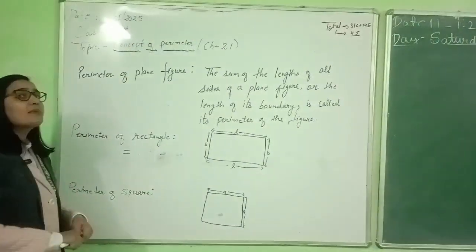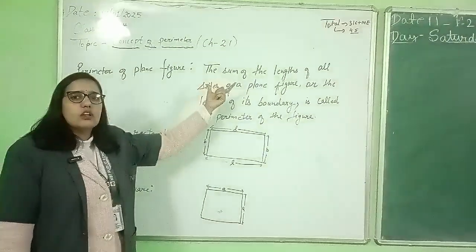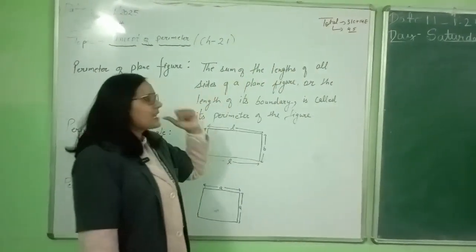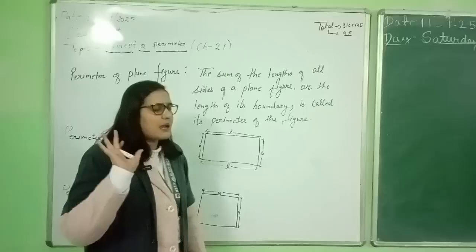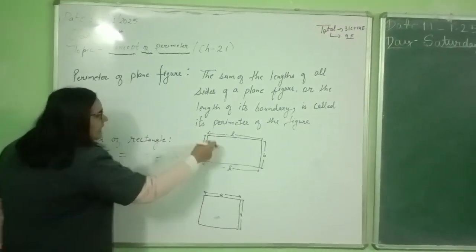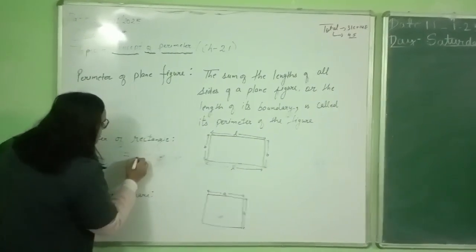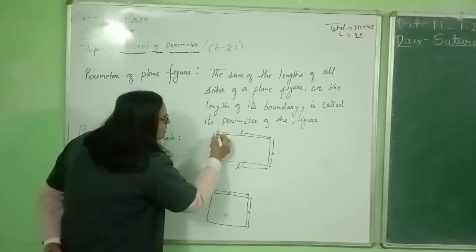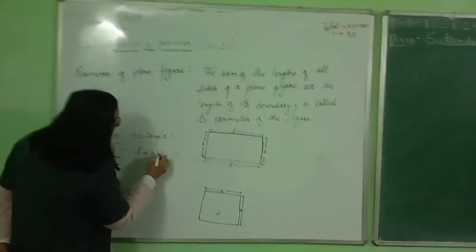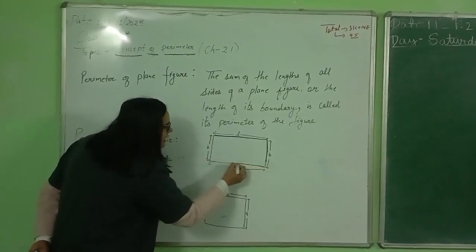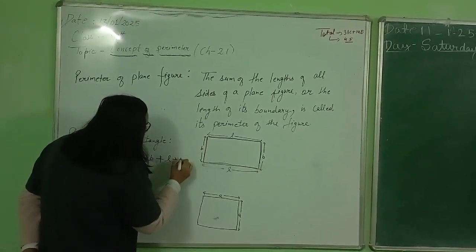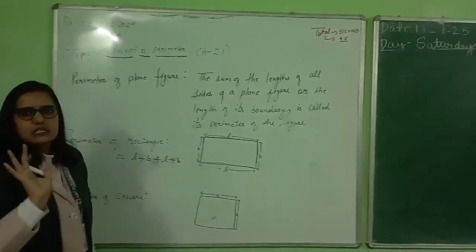So what is the perimeter of a rectangle? See the definition. According to the definition, we can say it is the sum of the lengths of all sides. So here you take the sum of the lengths. We can write it as the sum of the lengths of all the sides. So it is L, from here we started measuring, that is L, then B, plus, then again L, and then B. So we have added all the sides.